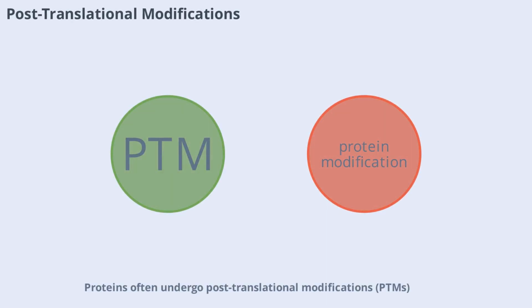Proteins often undergo post-translational modifications, PTMs, such as phosphorylation, glycosylation, and ubiquitination. These modifications regulate protein function, stability, and interactions. Detecting and analyzing PTMs is a key aspect of proteomics, as they can have significant biological effects. Advanced mass spectrometry techniques and specialized software are used to identify and quantify PTMs, providing deeper insights into protein regulation.